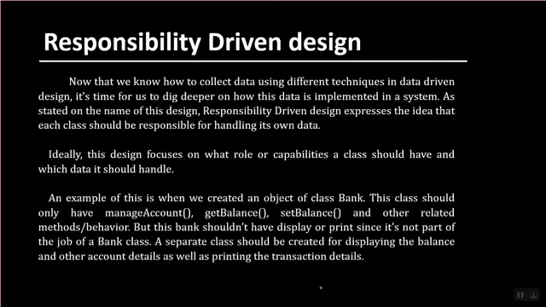Okay, an example of this is when we create an object of class Bank, and this class should only have manage account, get balance, set balance, and other related methods or behavior. But this Bank shouldn't have display or print, since it's not part of the job of a Bank class. So a separate class should be created for displaying the balance and other account details, as well as printing the transaction details.